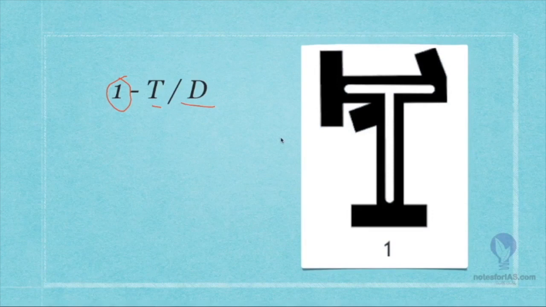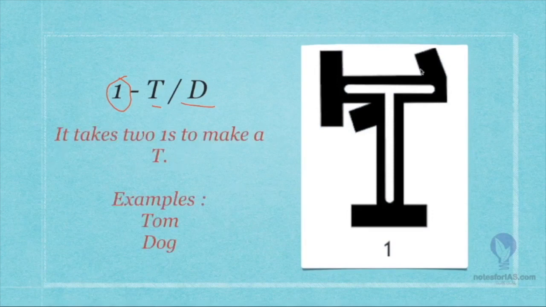So as you can see, it takes two ones to make a T. You can see that there is a 1 here and there is another 1 here. That's what makes a T over here. You have to remember it both ways.